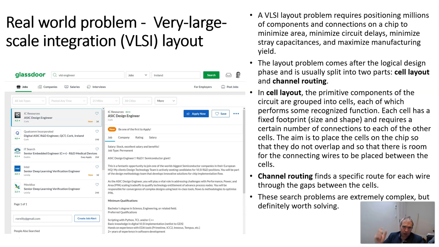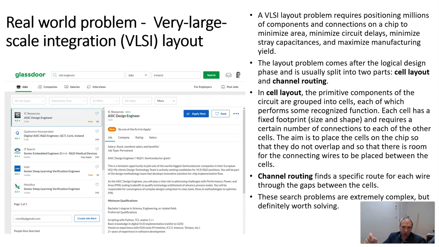They want to squeeze as many circuits as they can onto a smaller and smaller chip in order to increase compute and decrease the cost of the chip. So this introduces a layout problem, which comes after the logical design phase, and it's typically split into two parts: cell layout and channel routing.